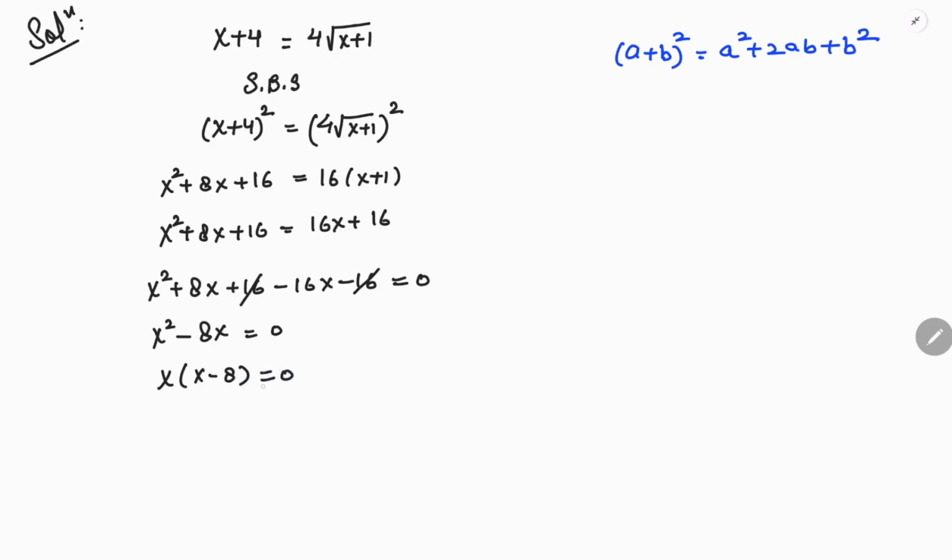Since the product of two terms is 0, that means either x is equal to 0 or x minus 8 is equal to 0. So we get two solutions: x is equal to 0 and x is equal to 8. I hope you understood this.